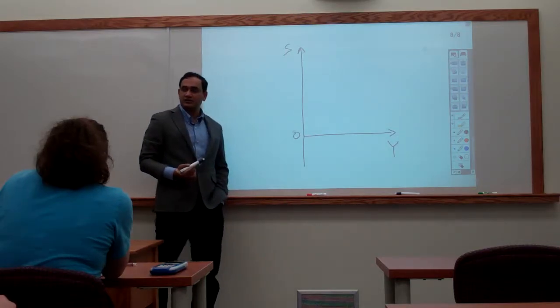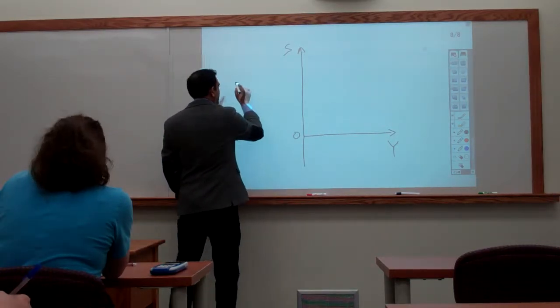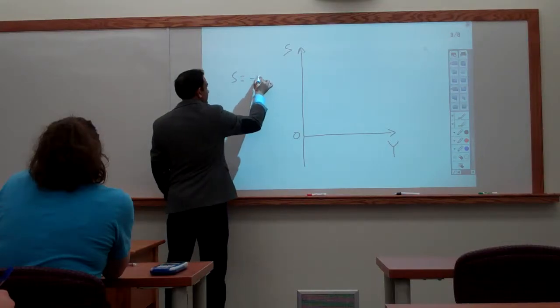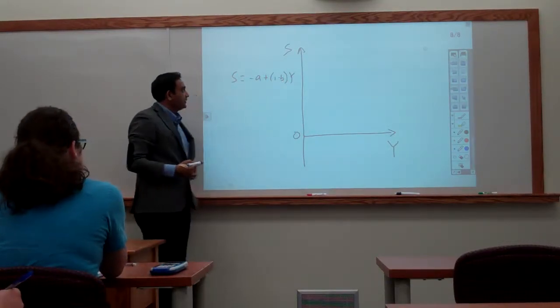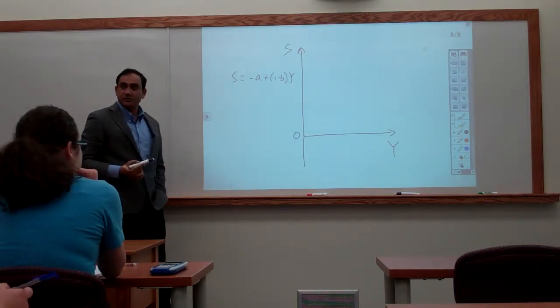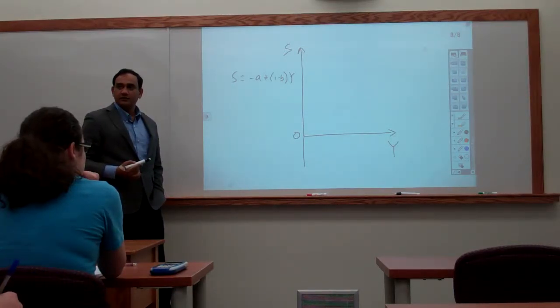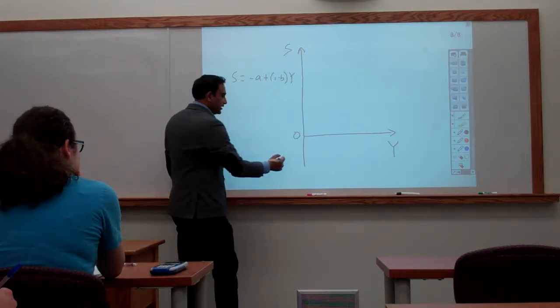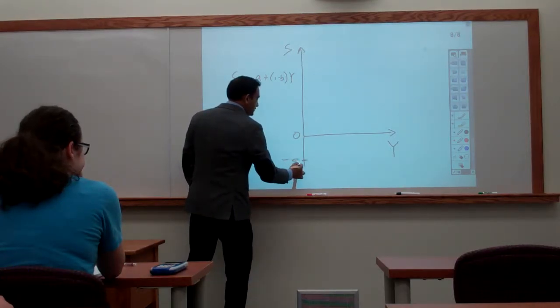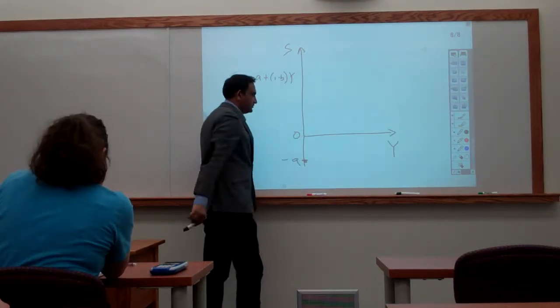Go back to your equation. We are trying to plot savings equals negative A plus 1 minus B times Y. So when your income is 0, savings equals to? A negative number. What is that negative number? Negative A. So let's say negative A is here. So you got one coordinate here, right?